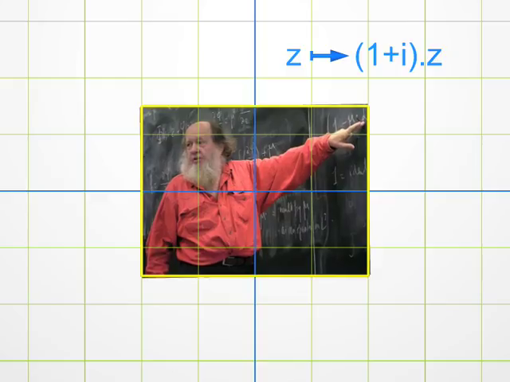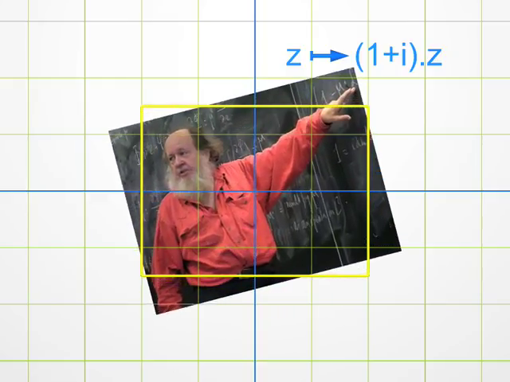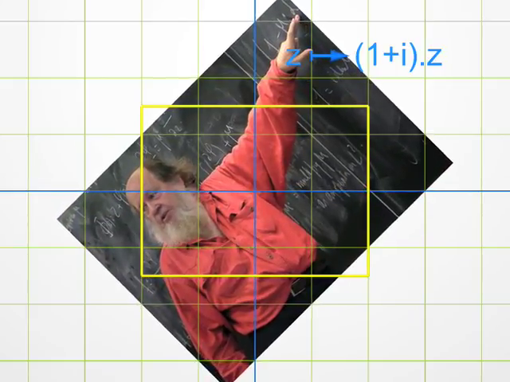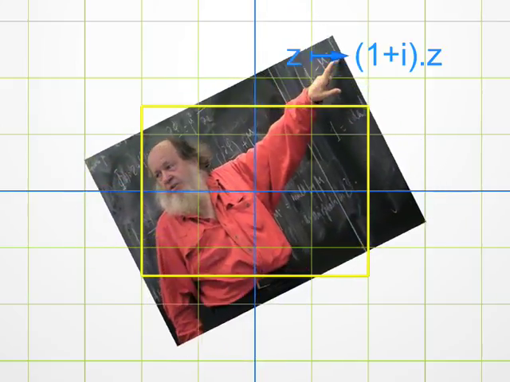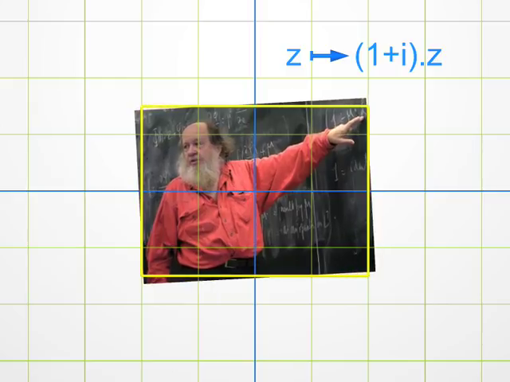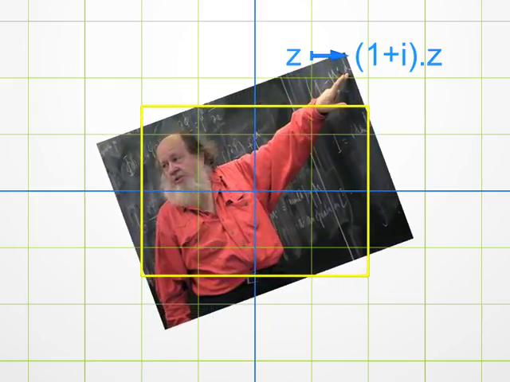Hence, multiplication by 1 plus i amounts to first multiplying its modulus by the square root of 2, and then adding 45 degrees to the argument. In simple words, you have to combine a dilation and a rotation. This is called a similarity.